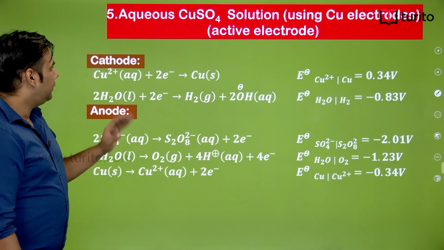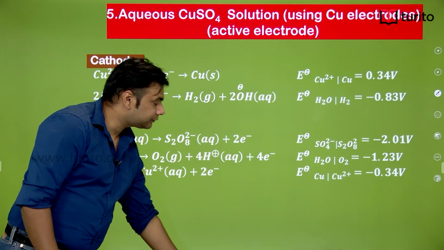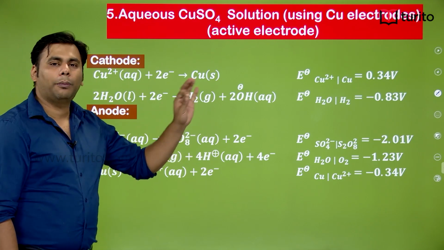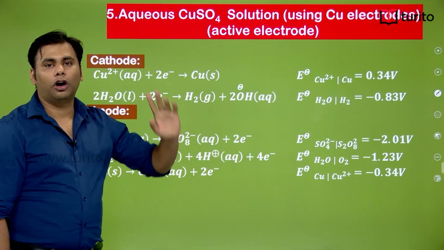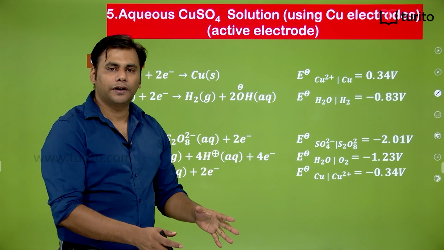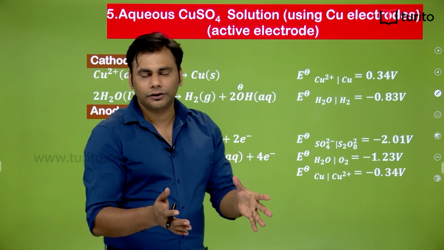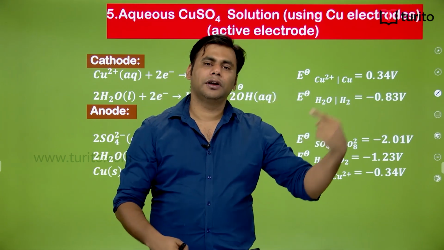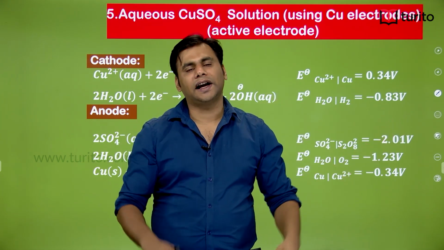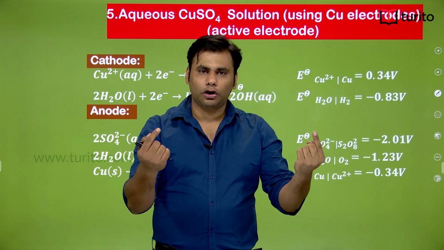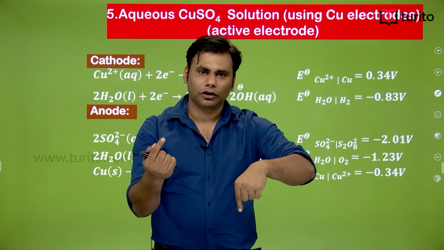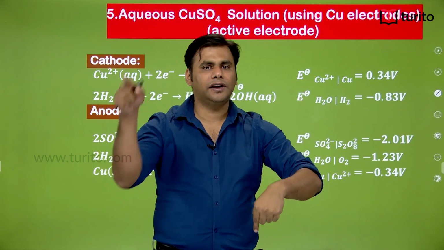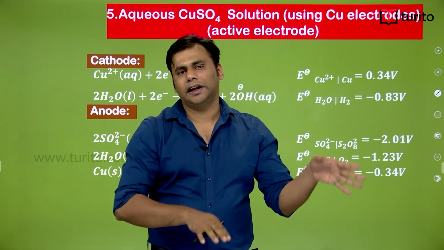Now let us look at the electrolysis of copper sulfate solution using copper electrodes only. So what we are doing over here, we have taken copper sulfate solution, and in that solution we have dipped copper electrodes. One is acting as a cathode and the other is acting as an anode. So in the copper sulfate solution we have dipped a copper cathode and a copper anode, and we have connected them with an external battery and are allowing the current to go into the solution.